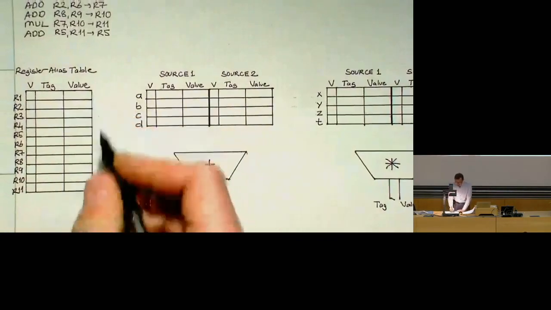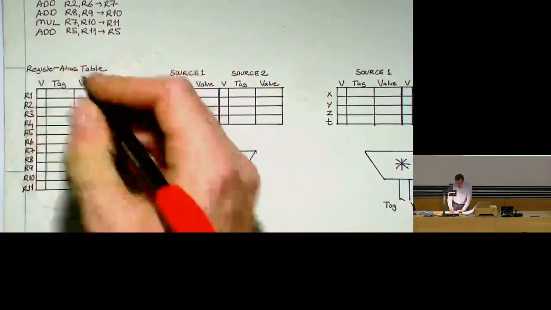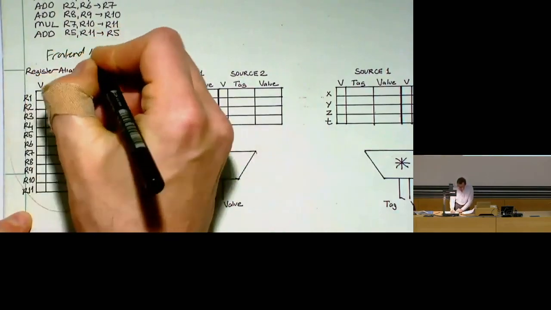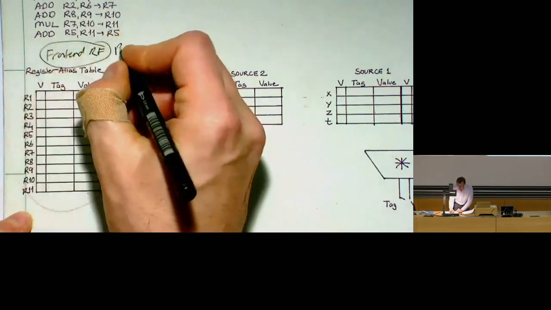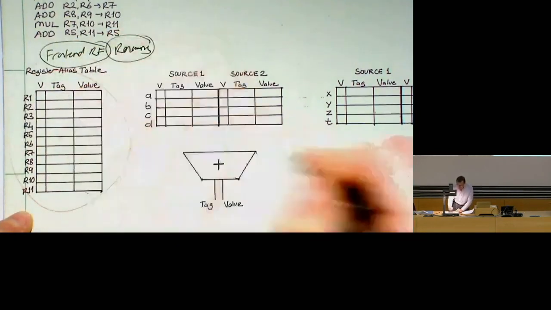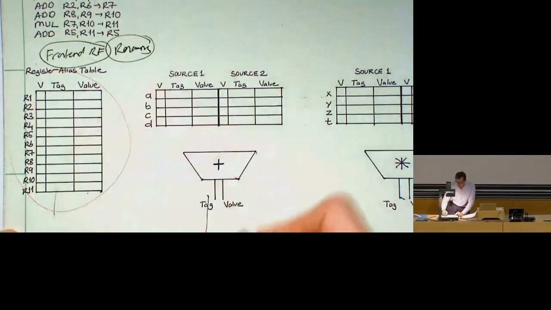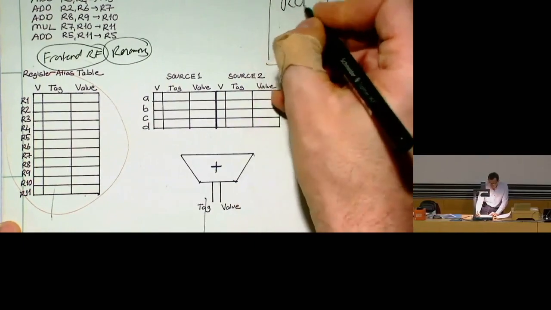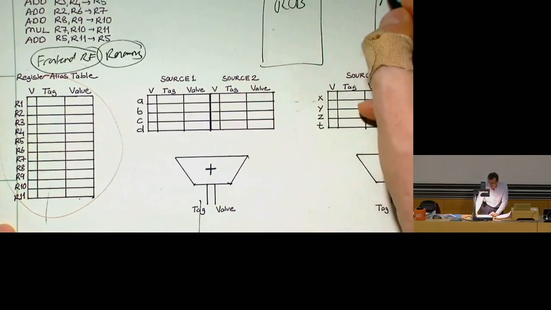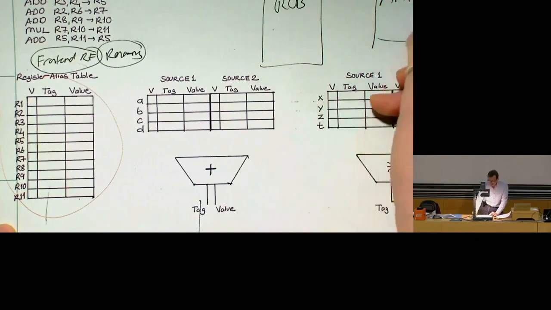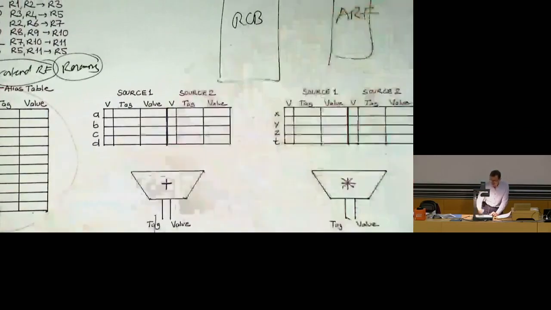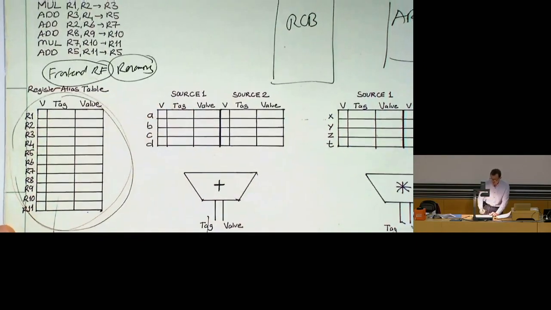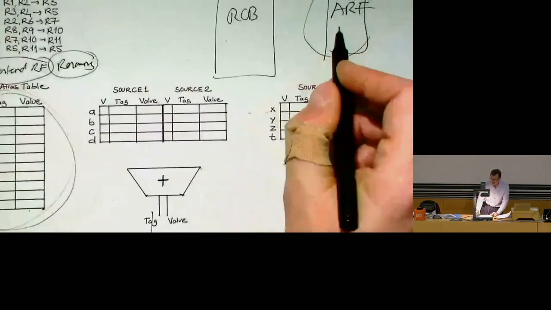So basically, before we had a register file, now this is what I'm going to call the front-end register file. It's at the front-end of the machine. It's used for renaming. And whenever an instruction finishes execution, we're going to do exactly the same thing. But we're going to add two other structures over here, a reorder buffer and an architectural register file. This architectural register file will hold the architectural state. So this register file will be used for renaming. This architectural register file will be used for precise exceptions.